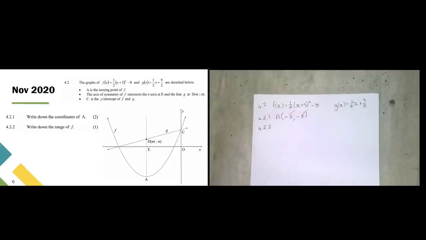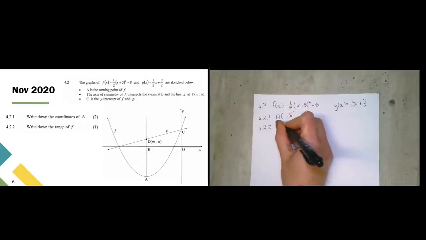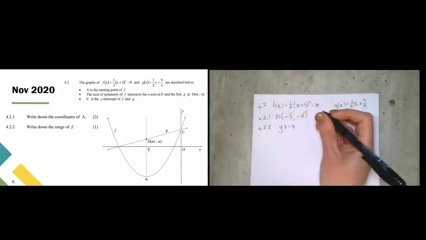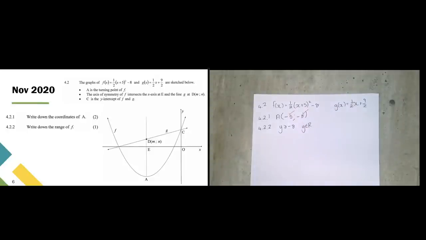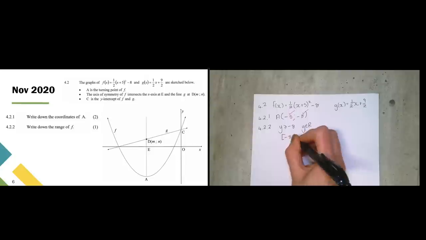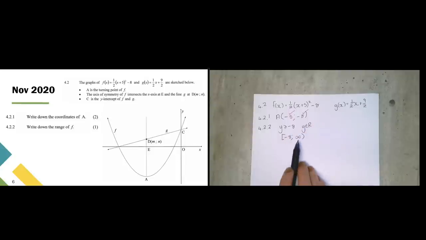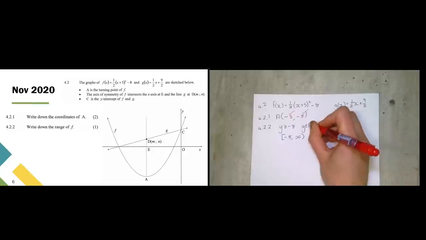4.2.2. Write down the range of the f graph. The range of the f graph refers to the y values. So what do we know about the y values? In this graph, we have a minimum turning point. So the y's will be greater than or equal to negative 8, and the y's can be any real number greater than or equal to negative 8. Remember, you are allowed to also write it in any notation you want. So you could have said square bracket negative 8 to infinity, and remember, infinity would have a round bracket. And that was a 1 mark question, so 1 mark.